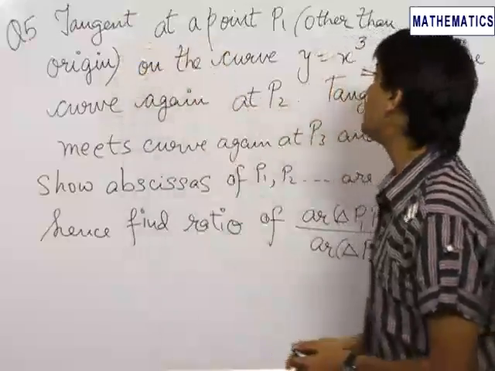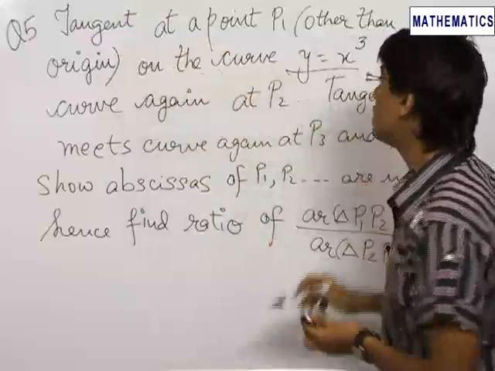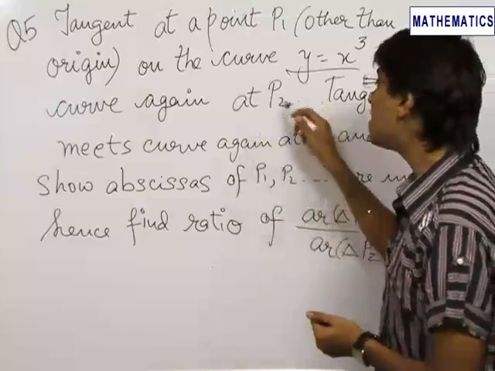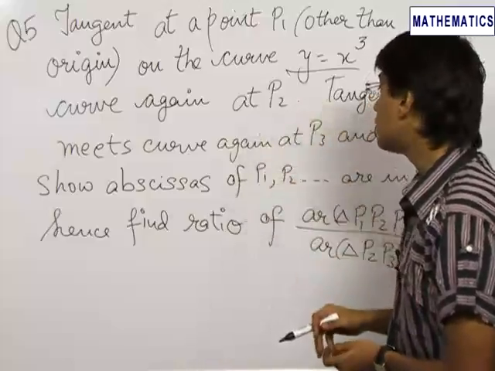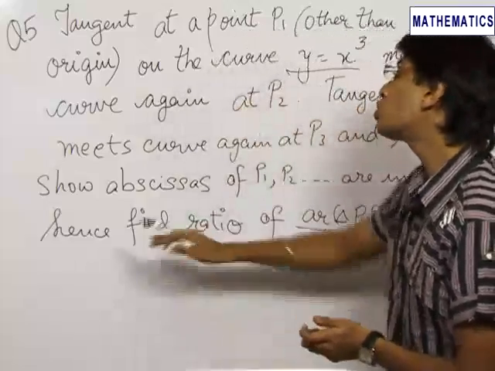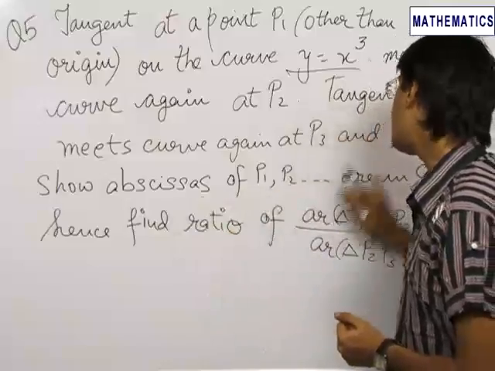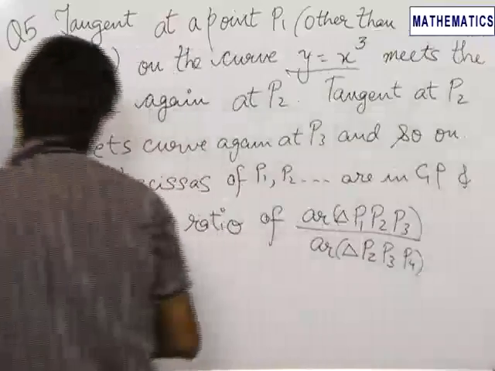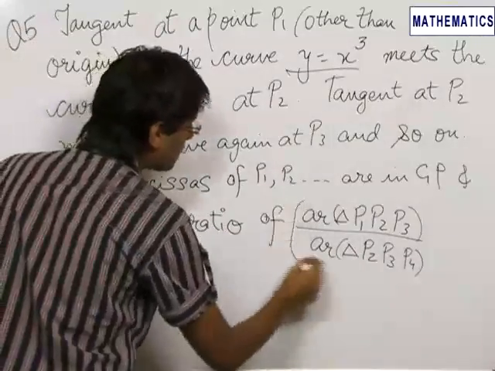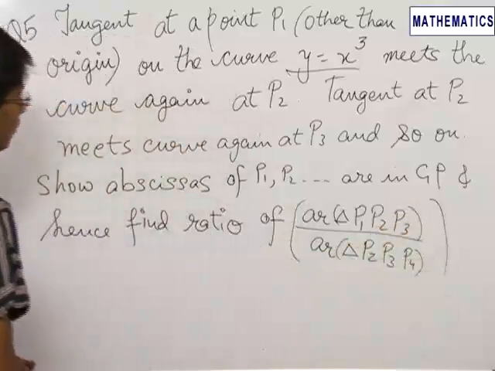The tangent at a point P1, which is other than origin, on the curve y equals x cube, meets the curve again at P2. In the same way, if we make a tangent at P2, it meets the curve again at P3. The tangent at P3 meets the curve again at P4, and so on. We need to show that the abscissas, or the x coordinates, of these points P1, P2, P3, etc., are in GP, and hence we need to find the ratio of the area of triangle P1, P2, P3 and the area of triangle P2, P3, P4.